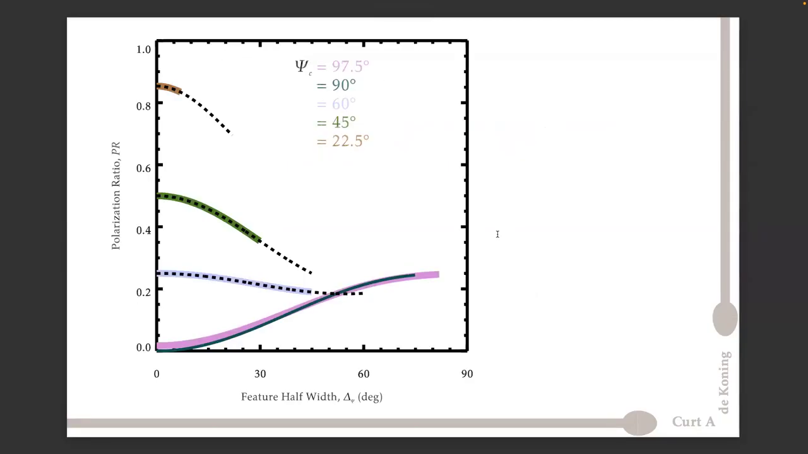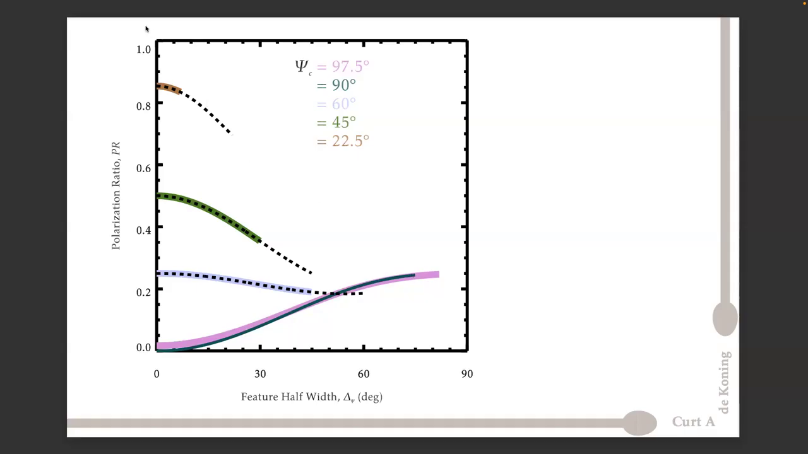So here's a plot of how this polarization ratio varies. This is a plot showing the polarization ratio as a function of the feature half width, where each of these different lines is a fixed value of the central angle. Here in dark blue, we have the polarization ratio as it varies for different half widths along the Thomson sphere. If the CIR or the solar wind feature is centered on the Thomson sphere, then as the width of the feature increases, you have more material far from the Thomson sphere, and therefore the polarization increases. The polarization goes up from 0 to some higher level.